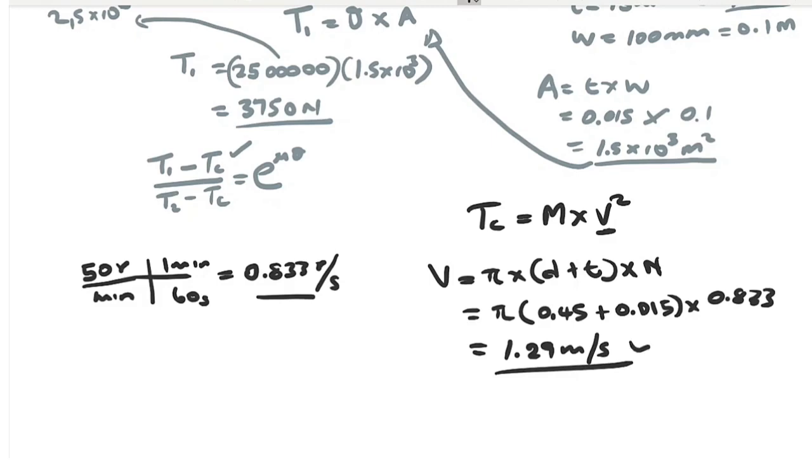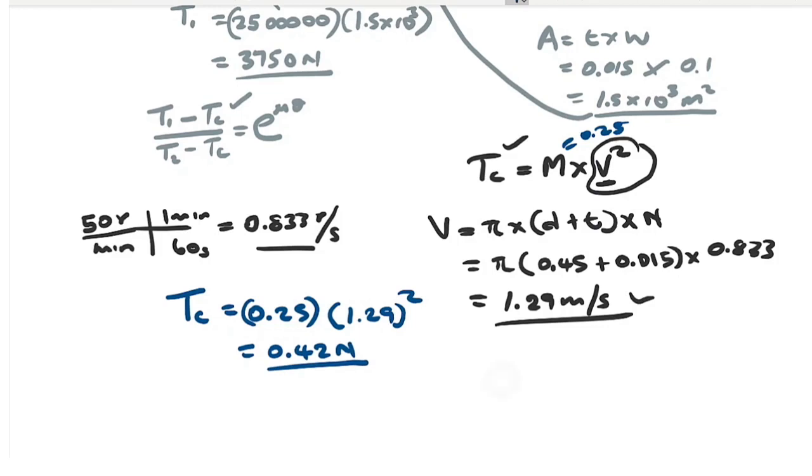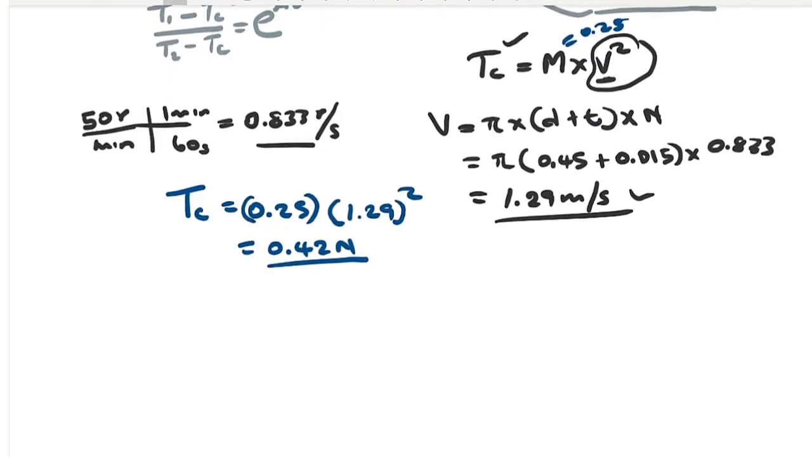We take that speed, we put it here to find the centrifugal tension. The centrifugal tension, it is the mass. The mass here, it is 0.25. Then we put the velocity here. It is 1.29 squared, like this. Then when you calculate this, the centrifugal tension, it's gonna be 0.42 newtons. From here, continue here, we find the centrifugal tension.